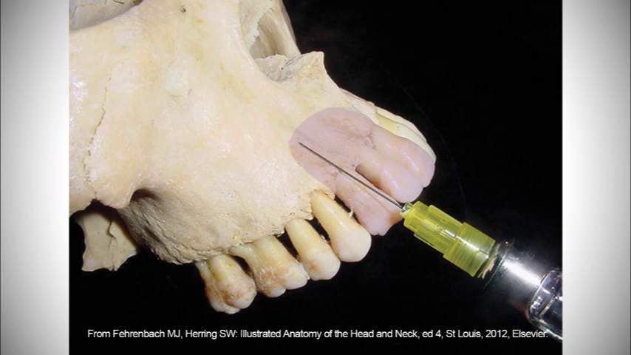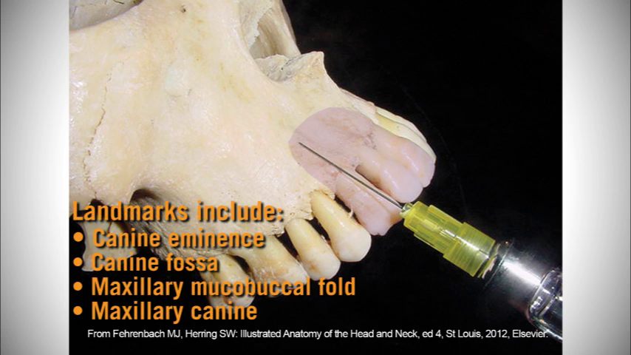The ASA block anesthetizes the pulp of the maxillary canines and incisors, as well as the associated periodontium and facial soft tissue, including the gingival tissue. If palatal or lingual anesthesia of the soft tissue of these teeth is desired, a nasopalatine block may also be necessary. The landmarks for this injection are the canine eminence, the canine fossa, the maxillary mucobuccal fold, and the maxillary canine.